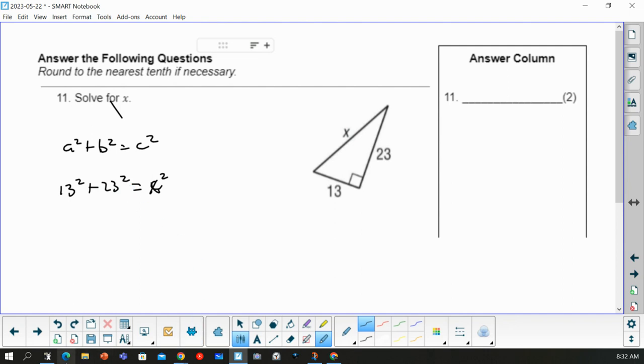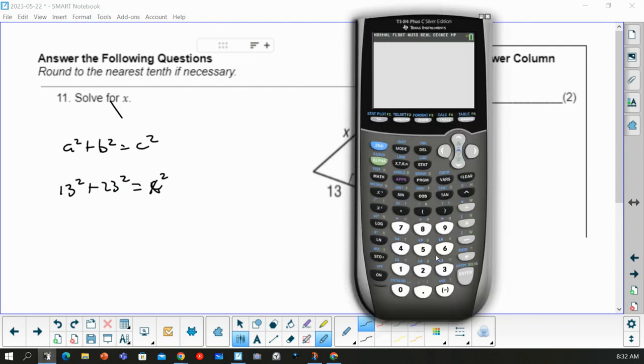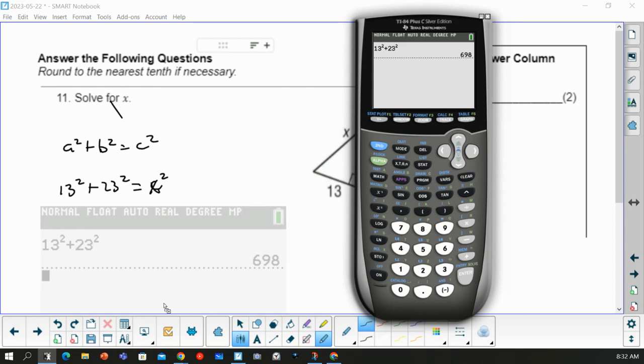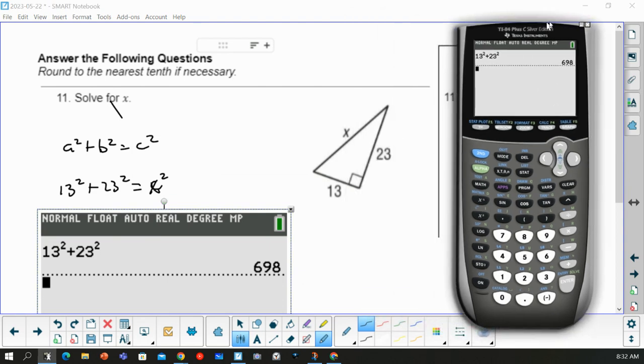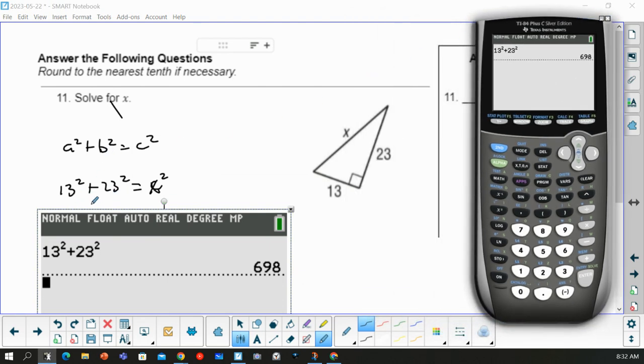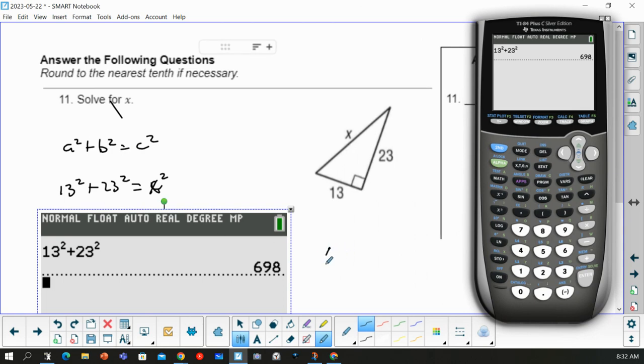13 squared plus 23 squared, grab my calculator here, 13 squared plus 23 squared is 698, I think is what that says, 698. So yeah, we're going to do 698. Equals x squared, and then to get rid of the square, we're going to take the square root of both sides, so the square root of 698.